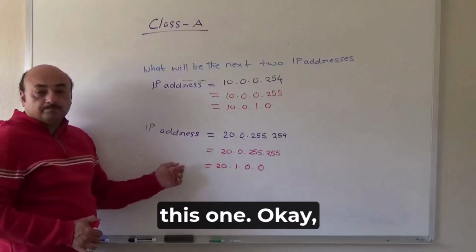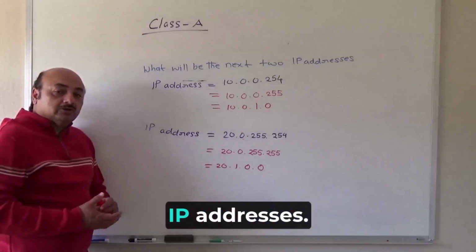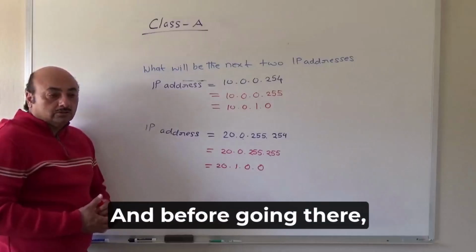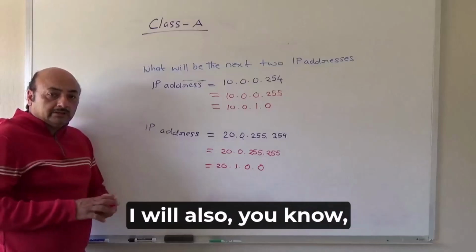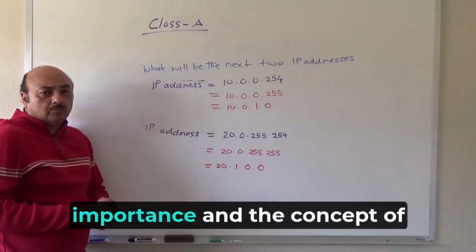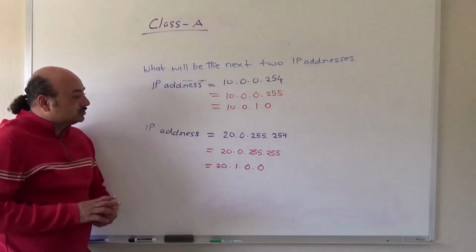Okay. With this, we will wrap up the discussion on classful IP addresses, and now we will move on to the classless section. And before going there, I will also, in between, discuss the importance and the concept of subnet mask or network mask. Okay.